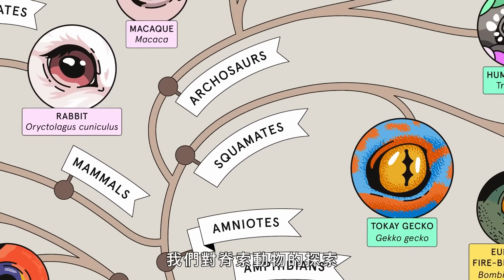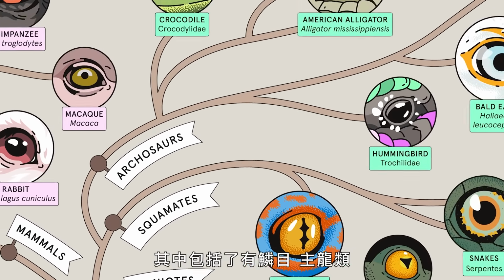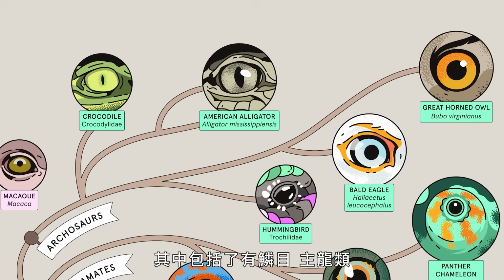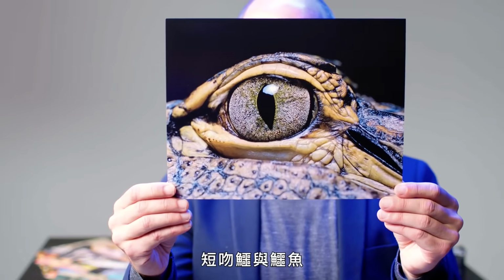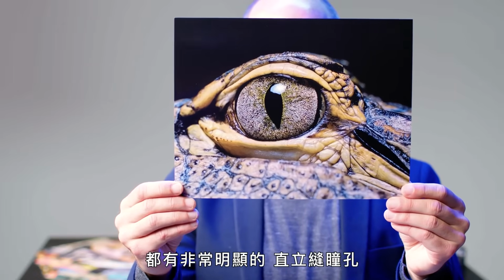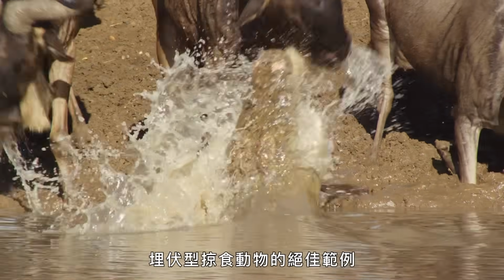As we make our way through the chordates, we are now looking at reptiles, which include squamates, archosaurs, and also, surprisingly, birds. Among alligators and crocodiles, we find really pronounced vertical slit pupils. Really good examples for ambush predators.